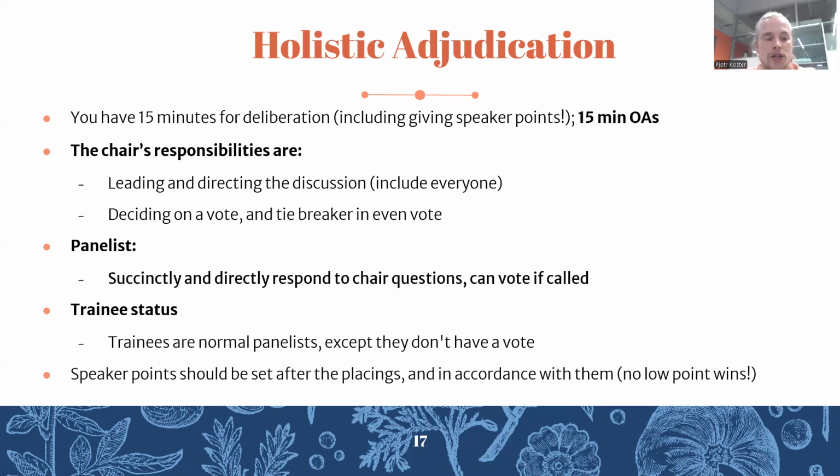If you are a panelist, you should succinctly and directly respond to chair questions, and maybe raise some questions about the debate, or what someone has said, but try to focus on what is actually asked by the chair. If there's going to be a vote, you can vote on a team, and that will be taken into account. If you are a trainee, you're basically the same as a panelist. You should be part of the deliberation, raise points, and be given the floor. But you're not allowed to vote, which means that when the vote is called, you can't cast a vote.